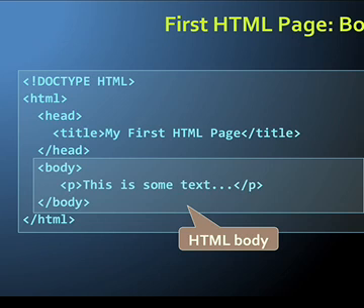The purpose of a web browser like Chrome, Edge, Firefox, Safari is to read HTML documents and display them correctly. The browser does not display the HTML tags, but uses them to determine how to display the content.